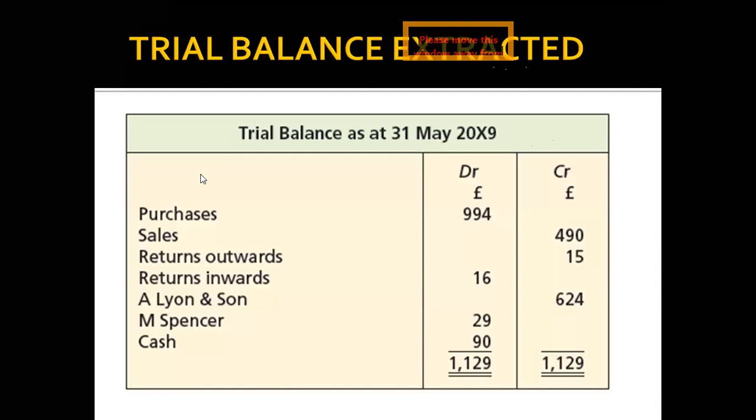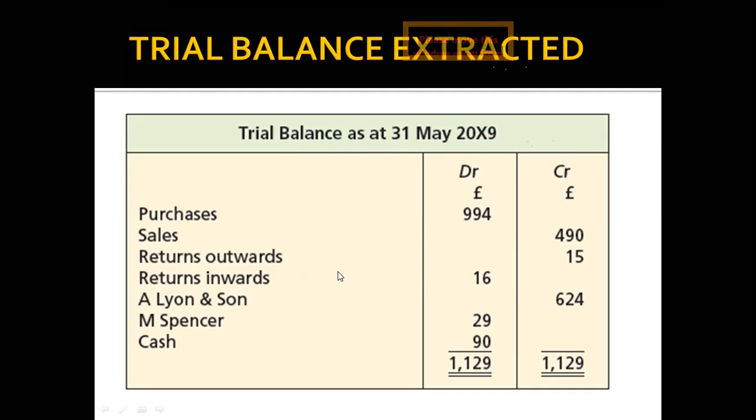Sales had a credit balance of 490 in their account, so you will place 490 on the credit side. Return out was at a credit balance of 15, so you place 15 on the credit side of the trial balance. And please note, you must write trial balance as at the date, please. If you don't write this, you'll lose 1 or 2 marks. So make sure you write this title at all times: trial balance as at.